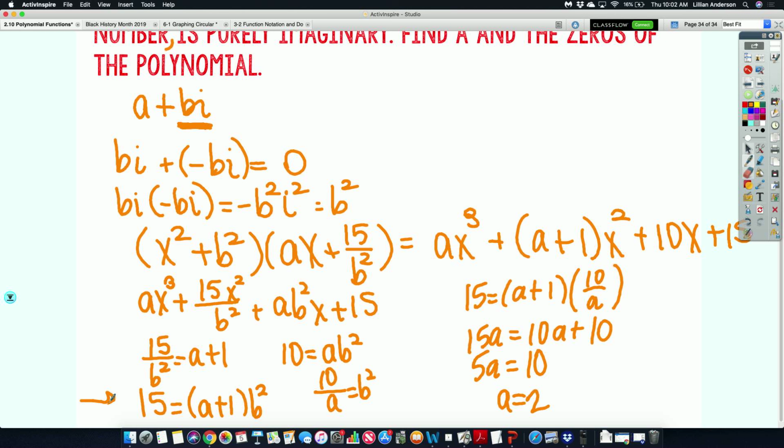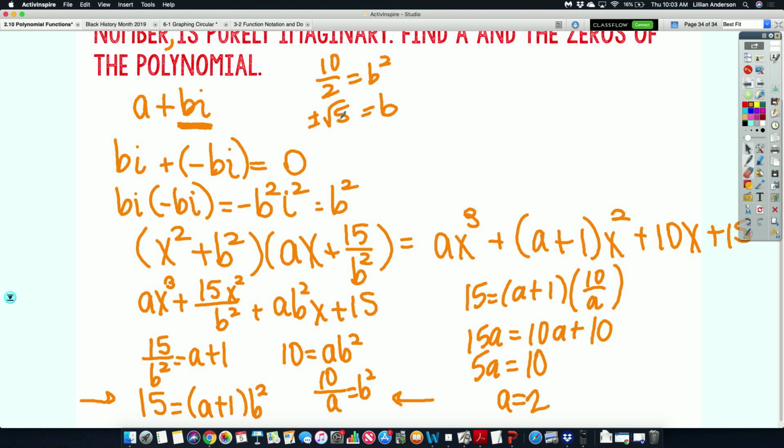Okay? Since a is equal to 2, I'm able to find my zeros. Because if a is equal to 2, I can plug it into this equation that you see here to find b. I need b to find my imaginary zeros. So that's 10 over 2 is equal to b squared. So b is equal to what? Plus or minus square root of 5.